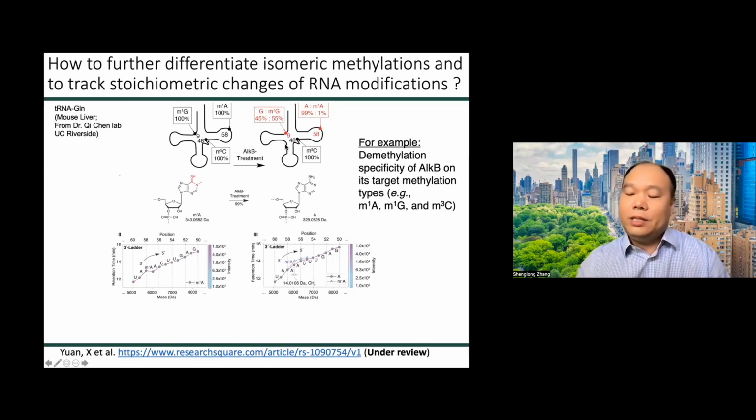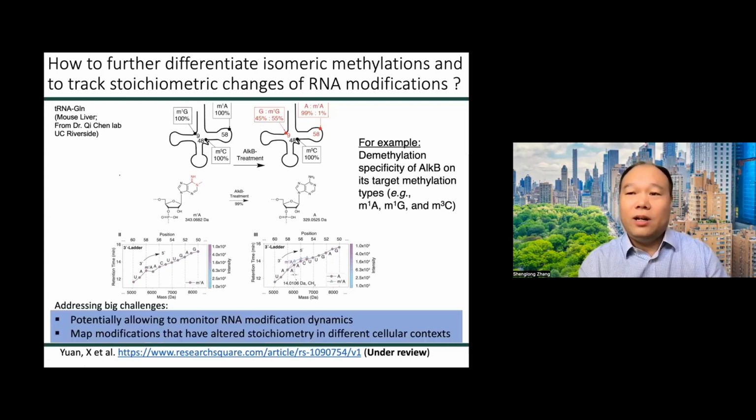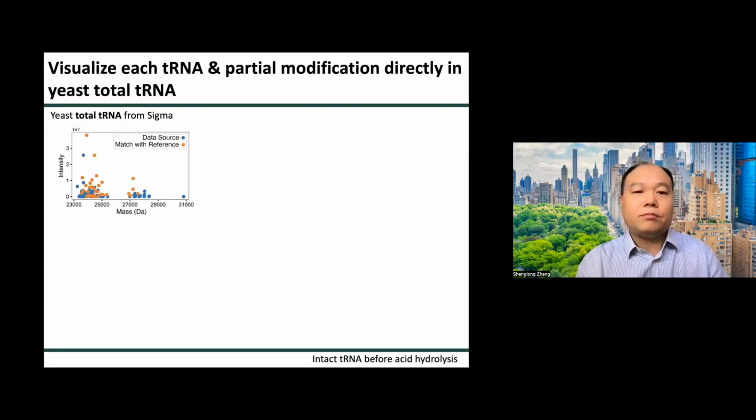This capacity is very important, because it allows us to track the change before and after the RKB treatment. This could further address the big challenge we have been discussing, allowing us to monitor RNA modification dynamics, to know first if they are dynamic or how dynamic they are. And of course, we can also help to map modifications that have altered stoichiometry in different cellular or disease conditions.